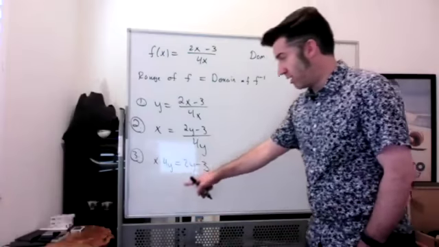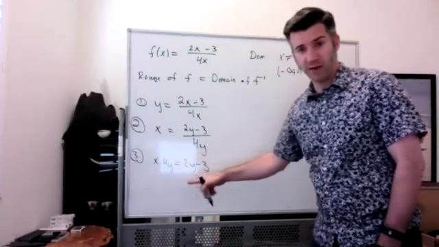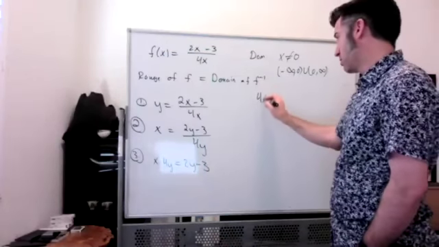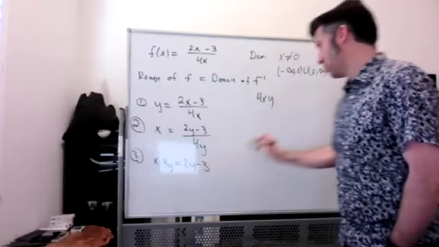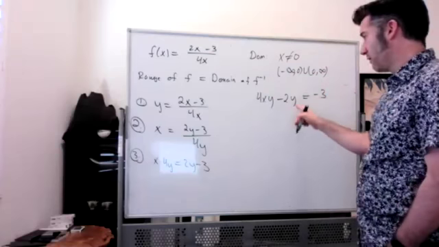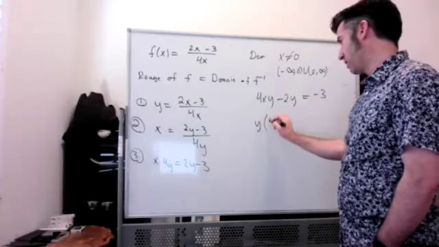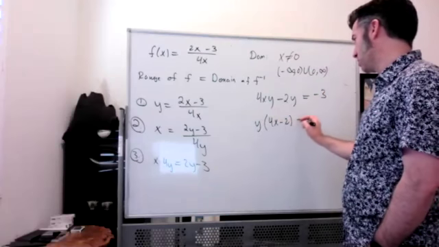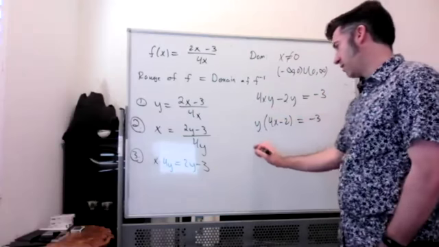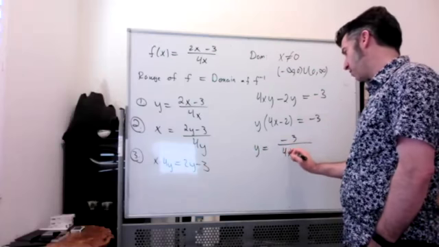So I'm going to bring all my y terms to the left. So I'm going to have 4xy minus 2y equals negative 3. Factor out a y because we're trying to solve for y: y times 4x minus 2 equals negative 3. And then finally, y equals negative 3 divided by 4x minus 2.